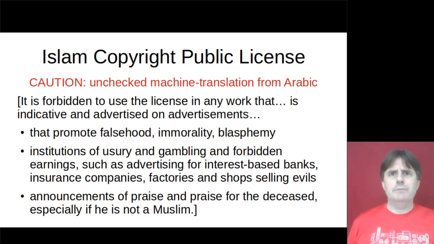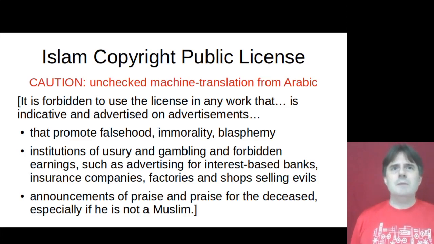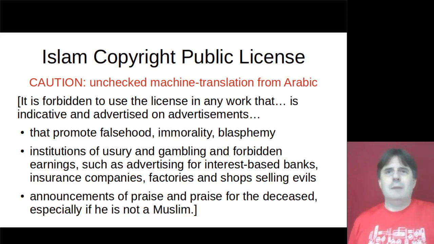Factories and shops selling evils looks like a translation problem, but nonetheless points to a near certainty of the need for interpretation in what it means. It's not a clearly stated obligation or restriction. And finally, just in how out of left field the surprises might be, and by this I mean dozens of restrictions, there are announcements of praise and praise for the deceased, especially if he's not a Muslim. I accept that perhaps there was an Islamic prohibition on such a thing. It had not even occurred to me that there might be. So I'm not critiquing the license. It's not in use. It's not been put forward for OSI approval. I merely point out that the moment you head down the use discrimination path, you buy into some perhaps quite surprising outcomes, or worse, the need to argue what is and isn't permissible in use restrictions within OSI's context, which I'd argue is in fact destructive.